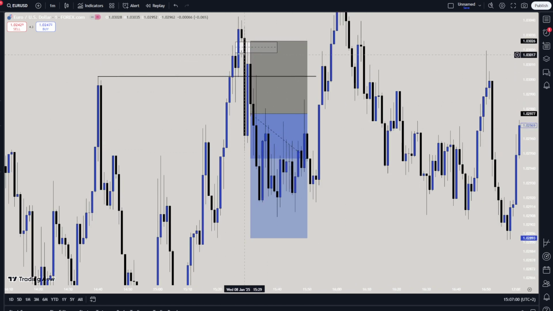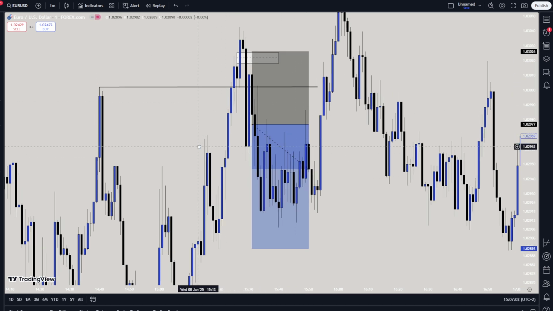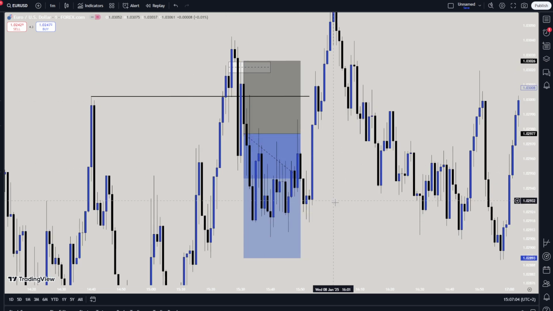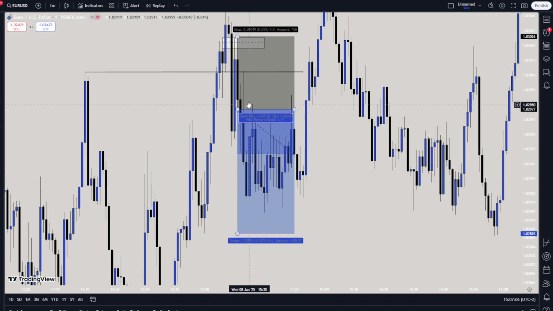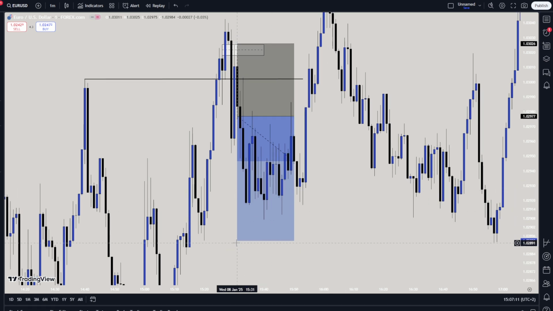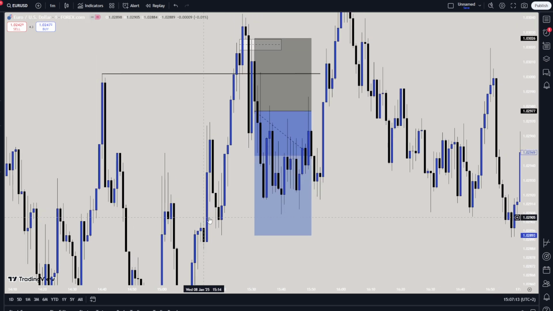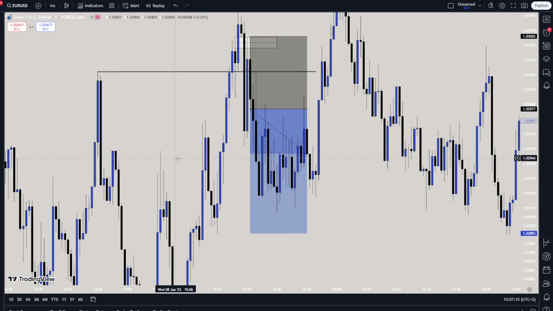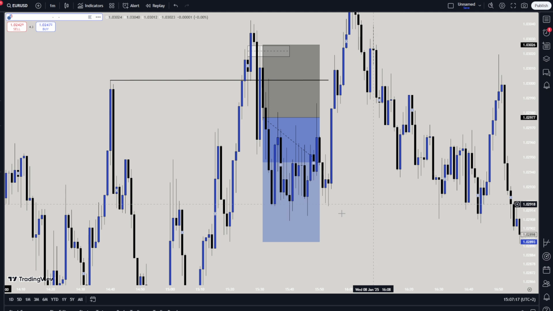So yeah, I have my stops over there. I didn't get stopped out or anything, but price went down, then it came back again. I got stopped out. So yeah, that was a really choppy trade, I would say. I don't really know what I did wrong there.